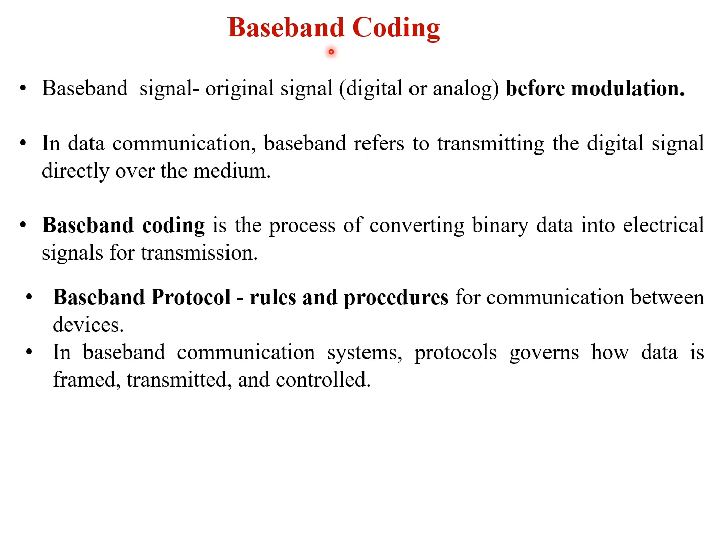Before going to discuss the various kinds of baseband coding, let us see what we mean by baseband signal. A baseband signal is a signal which is transmitted without any kind of modulation. That is the original signal, which may be an analog or digital signal. In data communication, baseband refers to transmitting the digital signal directly over the medium before or without any modulation.